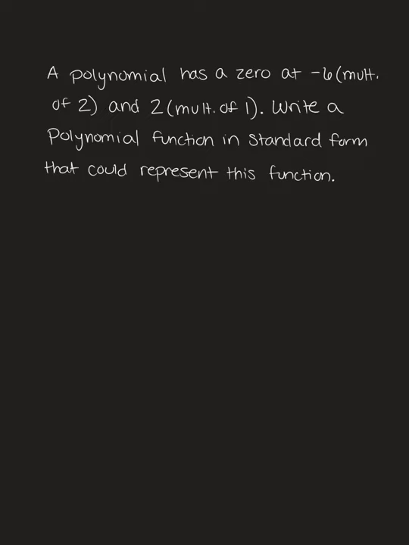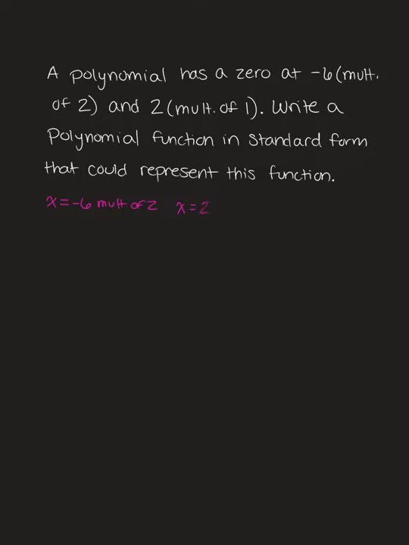All right, last section. A polynomial has a 0 at −6 with a multiplicity of 2 and at 2 with a multiplicity of 1. Write a polynomial function in standard form that could represent this function. So in this case, we are going to work backwards. So if I know that it has a 0 at −6, I have x equals −6 with a multiplicity of 2, which means that it happens twice. Then I have a 0 at 2, but it only happens once.